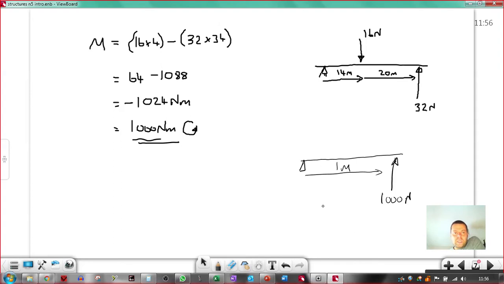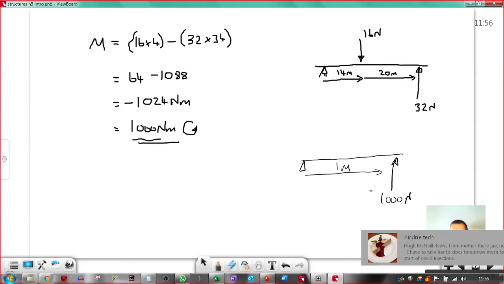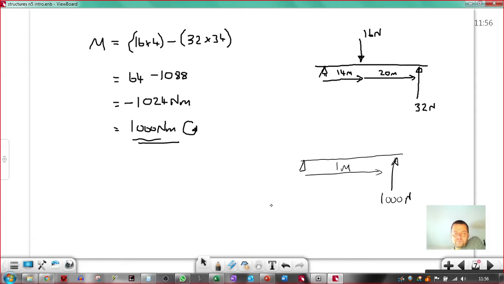Okay, so in this one I've sketched out the answer, so you end up with an answer that's 1000 Newton meters. That's the same as having 1000 newtons acting at 1 meter. That's the force and distance that would result in that moment. So that's what we have.